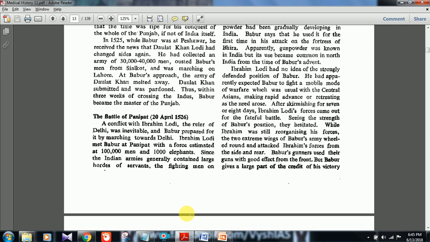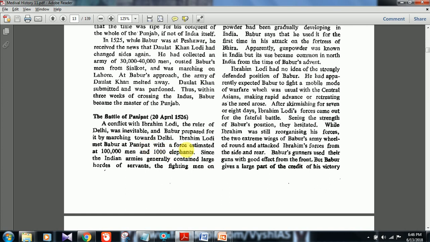Now it's the most important battle which is asked. There are 3 battles of Panipat we will learn in different chapters. So the first one is in 1526. Okay, you don't need to remember 20 April, but the 1526 timeline at least you should know. Battle of Panipat. Conflict with Ibrahim Lodi, the ruler of Delhi, was inevitable, and Babur prepared for it by marching towards Delhi. Ibrahim Lodi met Babur at Panipat. Okay, Panipat is around the Haryana region. A mains question has also come on why the battles are happening at Panipat, or why the capital city of the Mauryans, Guptas and others was at Patliputra. That kind of location-specific question comes in GS1, so you should know.